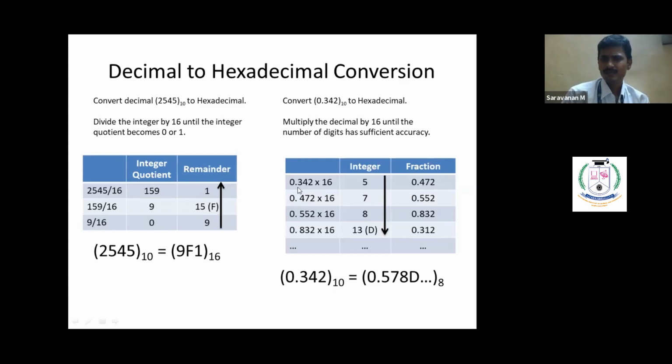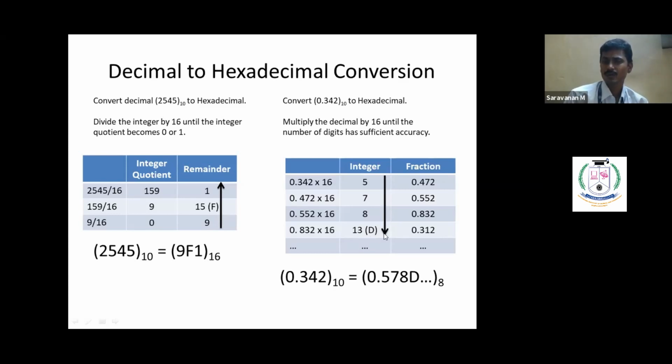Then for the decimal 0.342, just multiply by 16, represent the integer here, fraction here. Again, take this fraction, multiply by 16, we get an integer and fraction, and it goes like that. You can observe here that we get 13. You should not call it 13. 13 in hexadecimal is going to be D. Just recall that 10 is represented as A, 11 is B, 12 is C, and 13 is going to be D.